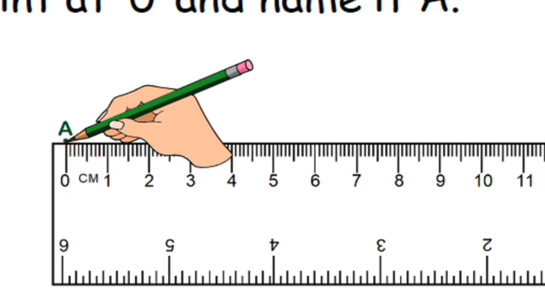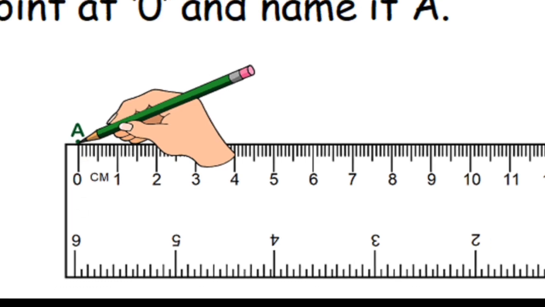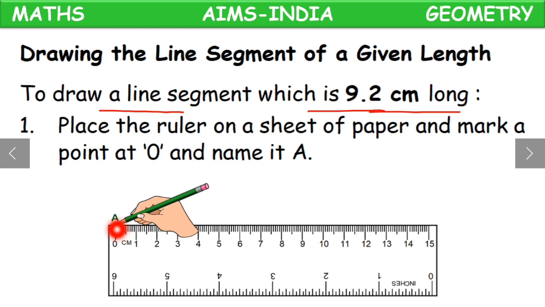Why at 0 centimeters? Because even in the previous slide we have learned that when we are measuring the length of a line segment, we always make sure that the end point is coinciding with 0. So for our line segment that we are going to draw, we have to make sure that one end point is at 0 centimeters. So at 0 centimeters we are making a point and giving it a name, that is capital A. Not only A, you can give the point any other name of your choice. This is our first step.